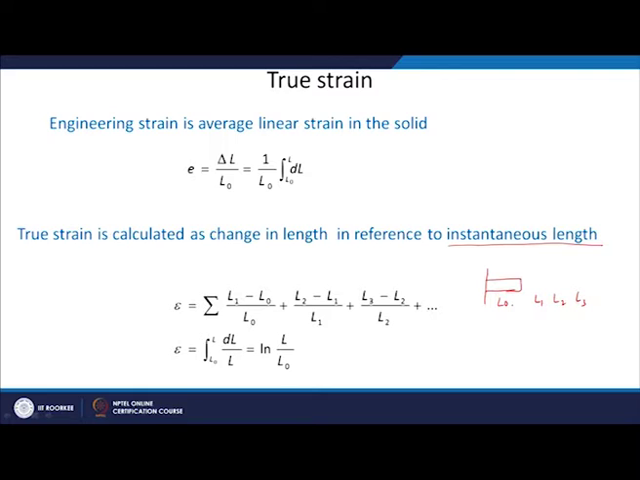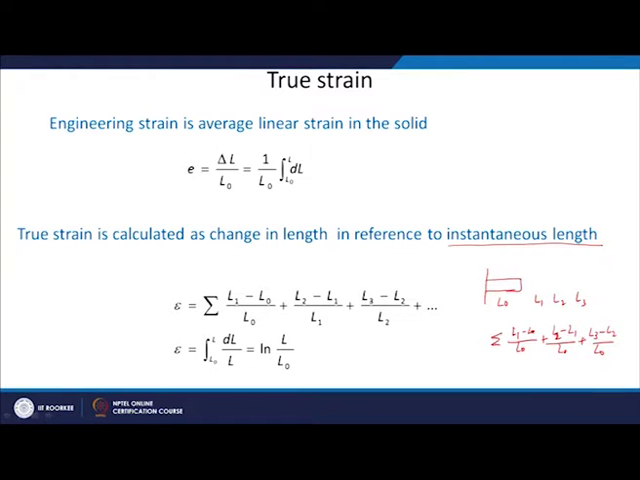If you compare this with the engineering strain, the summation will be like this: (L1 minus L naught) divided by L naught, plus (L2 minus L1) upon L naught, plus (L3 minus L2) upon L naught, and so on. So in all cases you will have L naught in the denominator, which we have taken out, and basically you are doing summation over here. That is the integration we are using in dL.